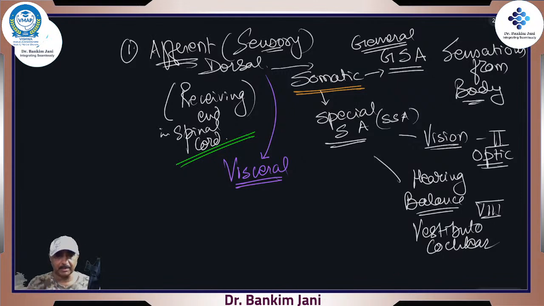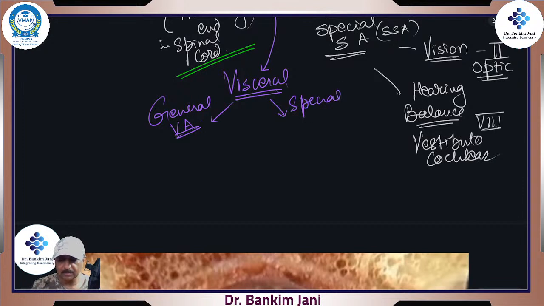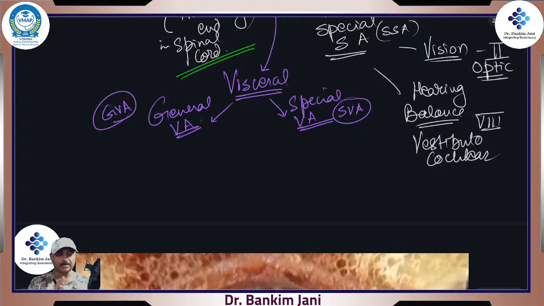In visceral, again, we divide it into two parts. This time also, what we are dealing with is the signals which are coming. So signals, they are coming. This we divide into general visceral afferent, because that's what we are dealing with, and there would be special visceral afferent. So this is general visceral afferent, and this is special visceral afferent. General visceral afferent, nothing special, right?